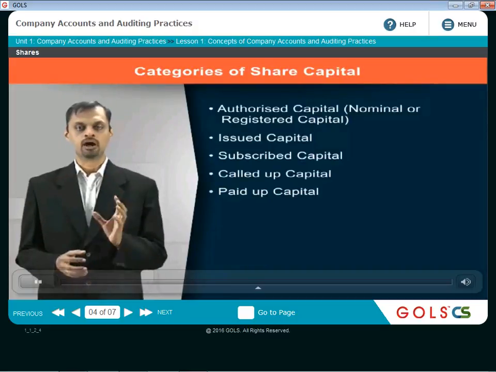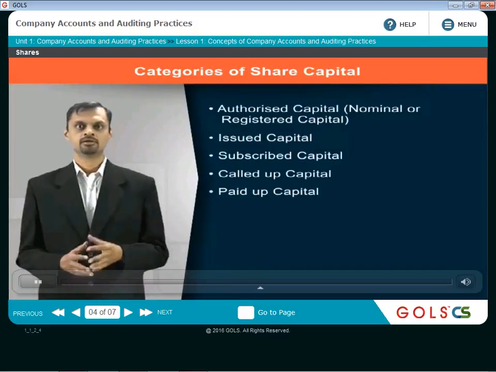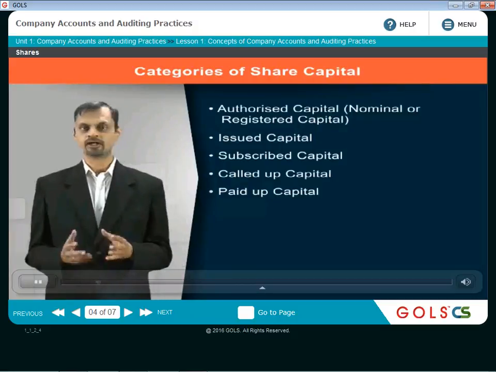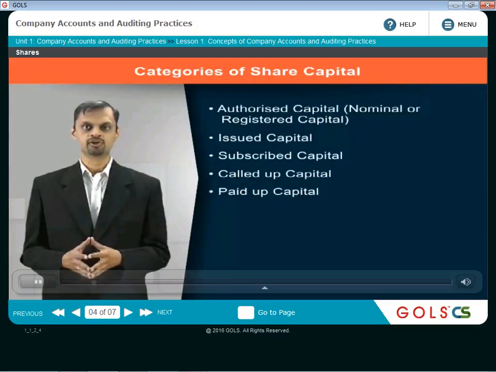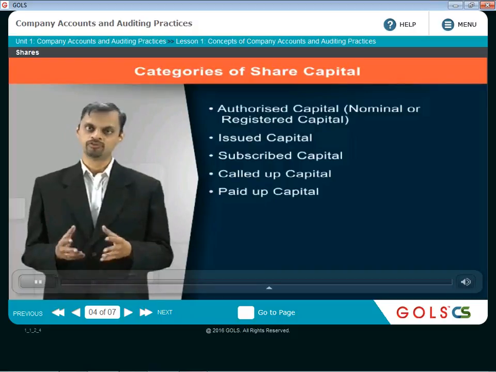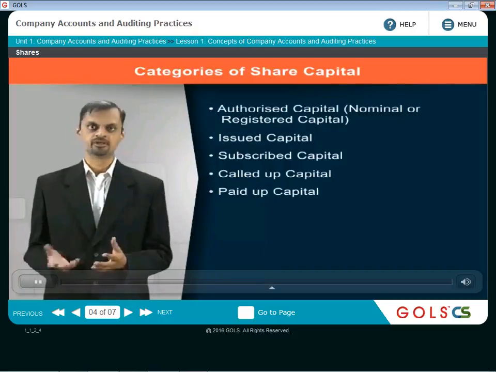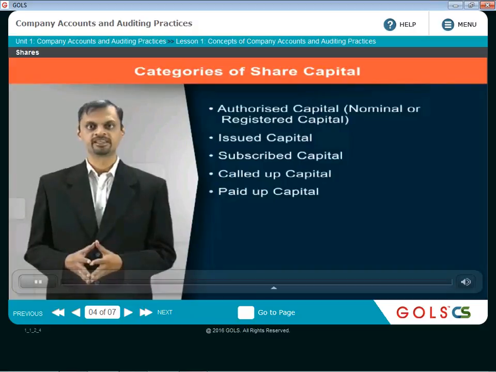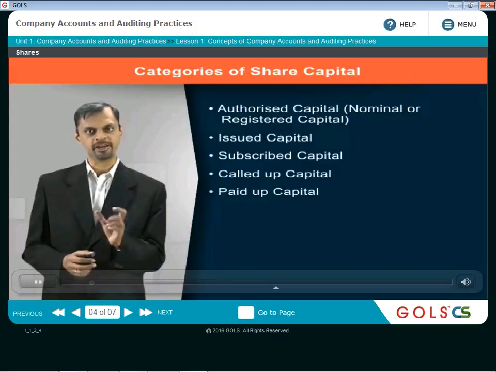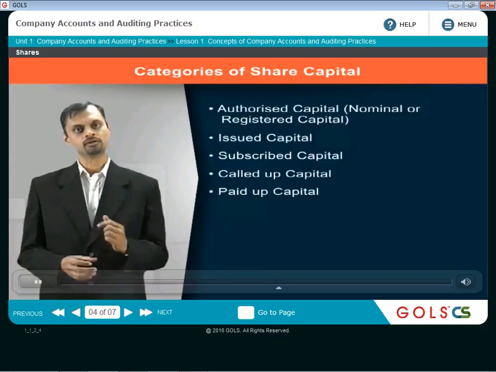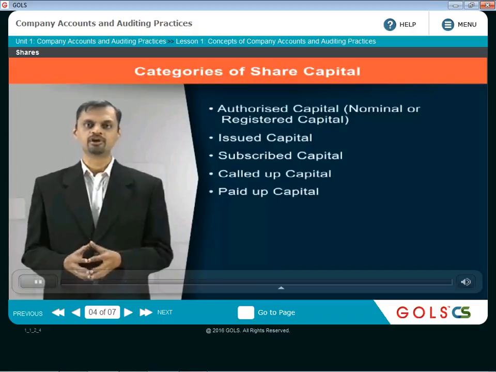Now out of 60 rupees, it is not necessary that the individual shareholders will pay the entire 60 rupees. They may pay only 55 rupees. The remaining 5 rupees will be outstanding. So in that case, 55 rupees becomes paid up capital, and the remaining 5 rupees is called unpaid capital, or it is called calls in arrears.